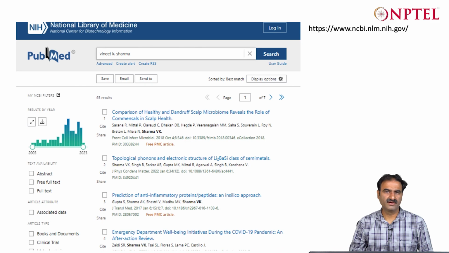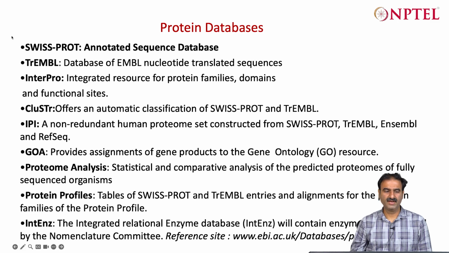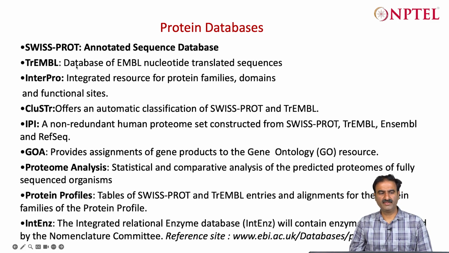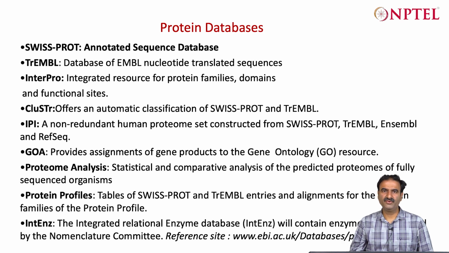Now I can use another Boolean operator, like Vineet K. Sharma and protein, so it will search all the papers where some research on protein has been done by the same author. Okay, then this is a list of the protein databases, in which we have today discussed Swissprot, TrEMBL, and there are so many other databases if you search on Google, because people are developing these databases as a part of their research, and they are a ready source of curated knowledge which you can use for your research.